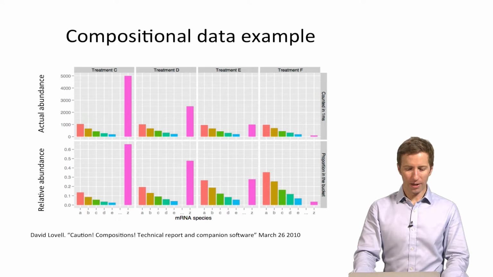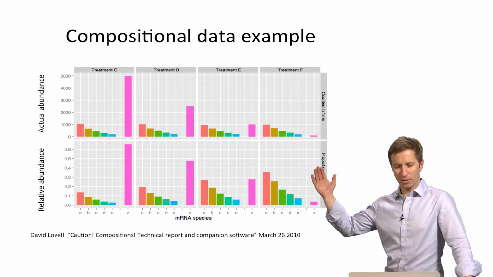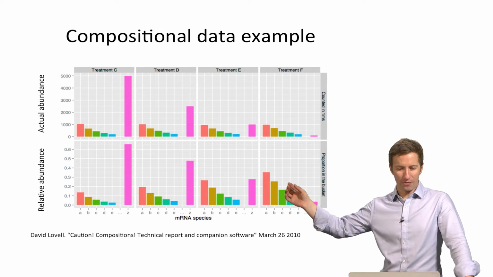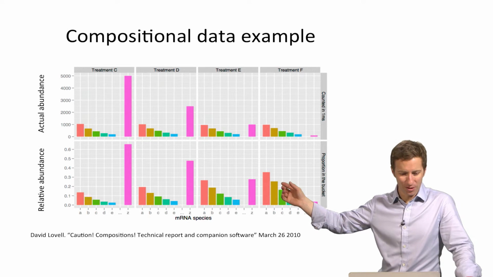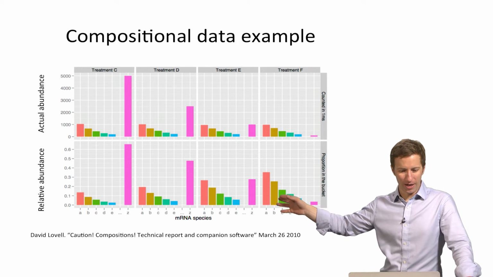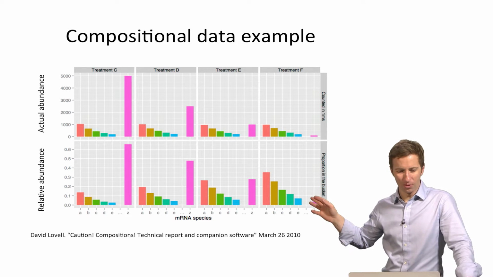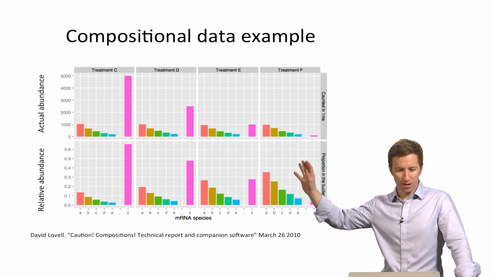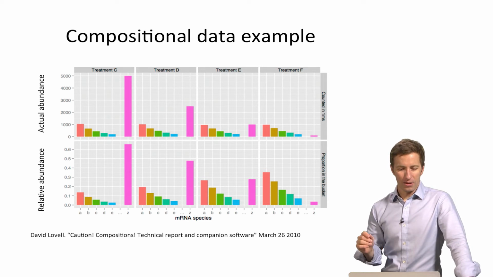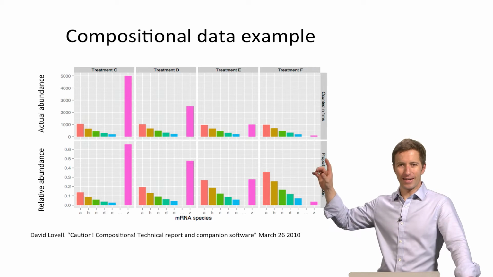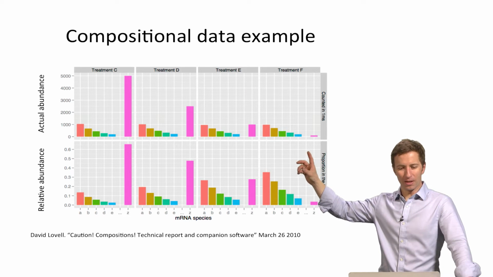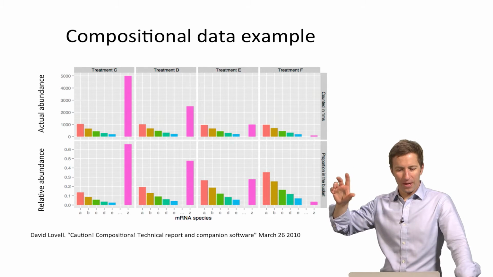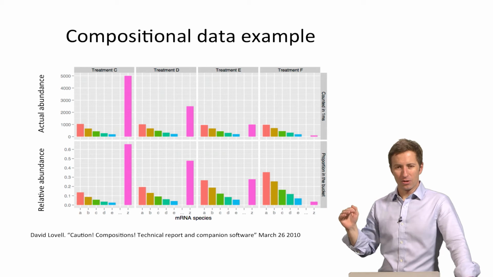So here's a great example where you're shown several different features. Let's pretend these are species. And you have a whole bunch of species: red, brown, green, turquoise, blue, and then pink. And as you look at these four different treatments going across the top row, the only thing that's changing is that this dominant bug, the pink bug, is decreasing from treatment to treatment as you move across. The other ones stay exactly the same.